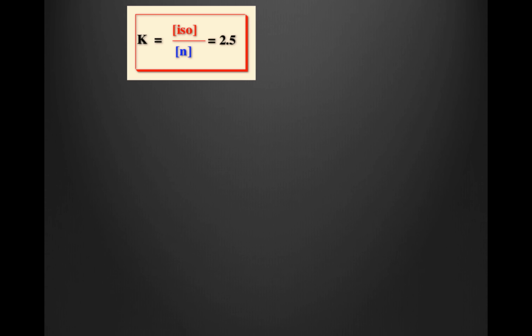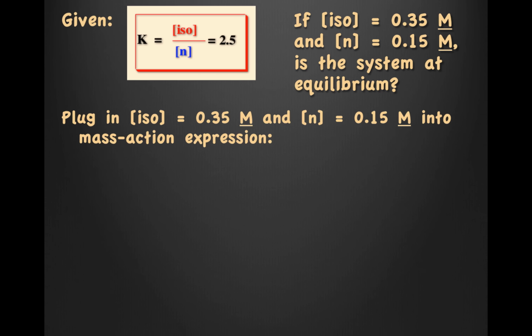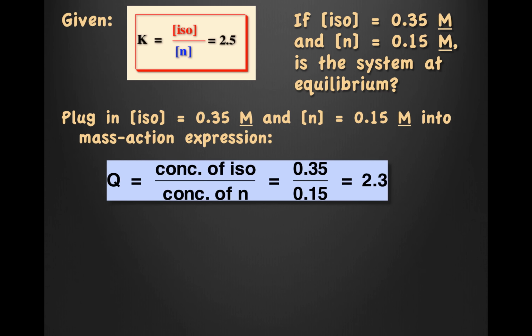The equilibrium constant is 2.5. Here are our concentrations of an unknown system. Plug in the concentration of isobutane and the concentration of normal butane into the mass action expression. Remember, products over reactants. In this example, we get a reaction quotient of 2.3.